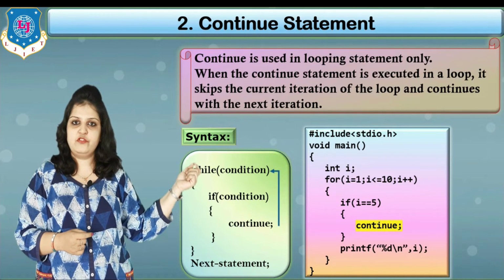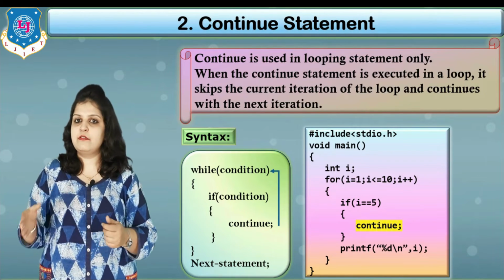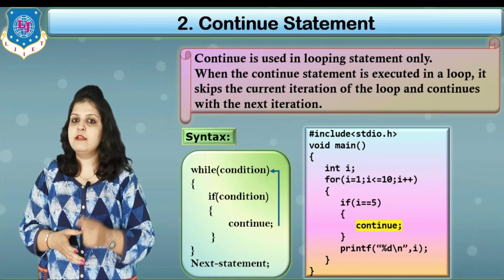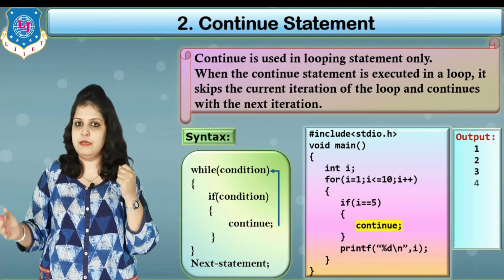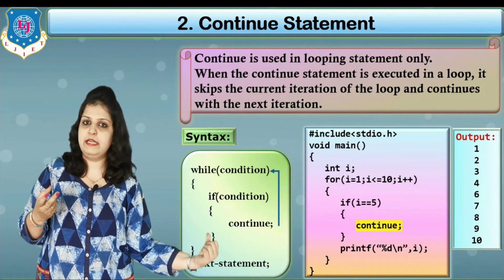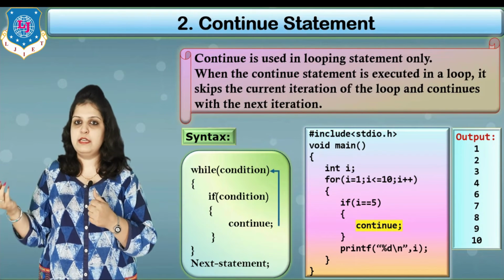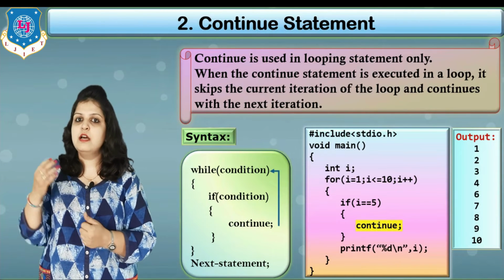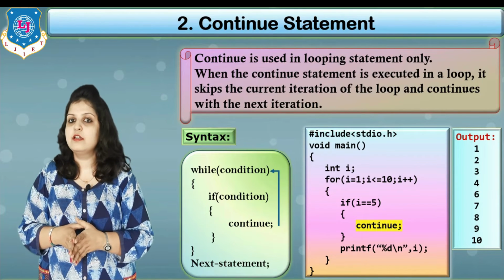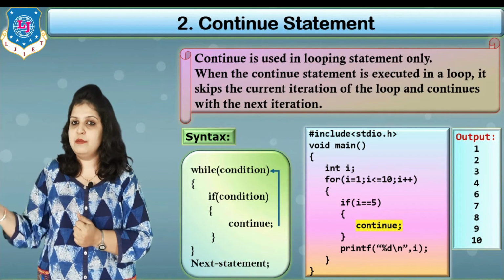So how will it execute? First i is equal to 1, check the condition, 1 less than or equal to 10, yes, then come inside the loop, 1 is equal to 5, no, so continue will not execute, printf i. So in our output 1 will be printed first. Now i plus plus, so i becomes 2, and again the condition is false, so printf i, 2 is printed again. Then i plus plus, i becomes 3, again it will be printed because our condition is false, i is equal to 4, again printed. When i plus plus and i becomes 5, our condition is true.